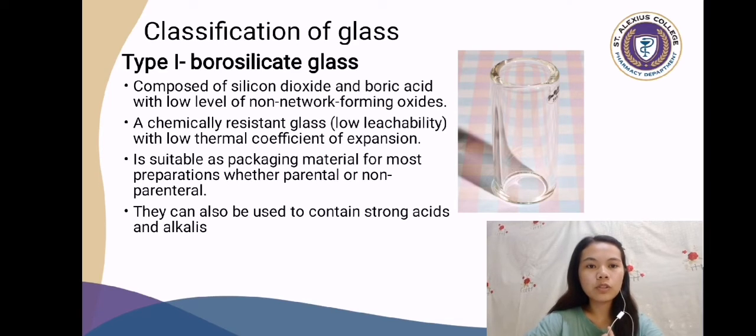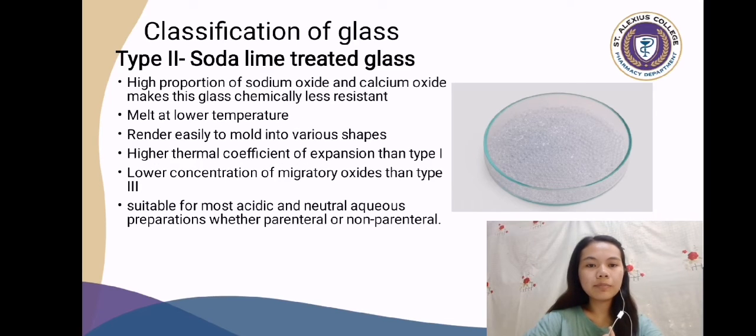Due to its composition, neutral glass has a high hydrolytic resistance and high thermal shock resistance, which makes it suitable for most preparations. So examples of typical type 1 products include tubular glass vials, prefillable syringes, cartridges, ampules, small volume parenterals, and diagnostic reagents. So next is the type 2 glass.